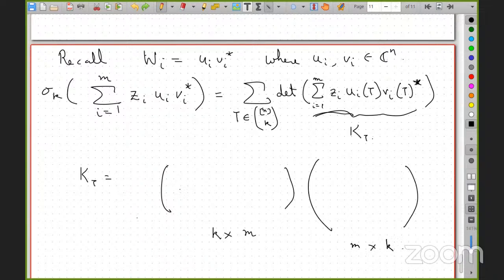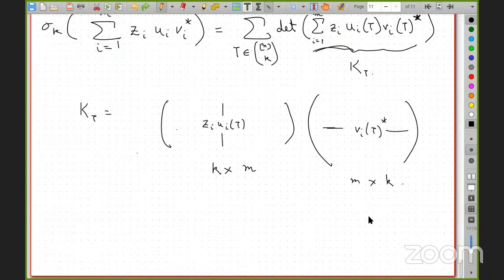What are the rows here? The ith row of this one is Zi times UiT, and the ith row of the other is just Vi T star, and because T is of size K, that's why these are these dimensions. And we are looking at a determinant of these things. This is where we now recall our Cauchy-Binet formula that we have seen earlier.